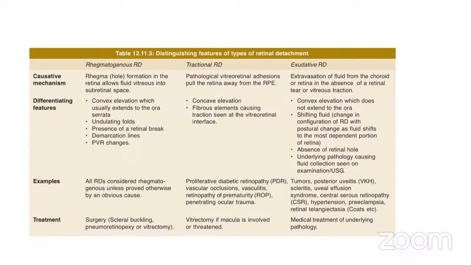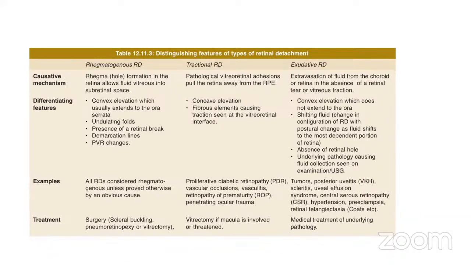In rhegmatogenous RD, there is convex elevation, which usually extends to the ora serrata. There are folds, especially in fresh RD, and there is presence of retinal breaks. And in old cases, there may be presence of PVR changes. In tractional RD, it is concave elevation, and you can see fibrovascular membranes. In exudative RD, again, it is convex elevation. It usually does not extend to the ora serrata, but shifting fluid is present.